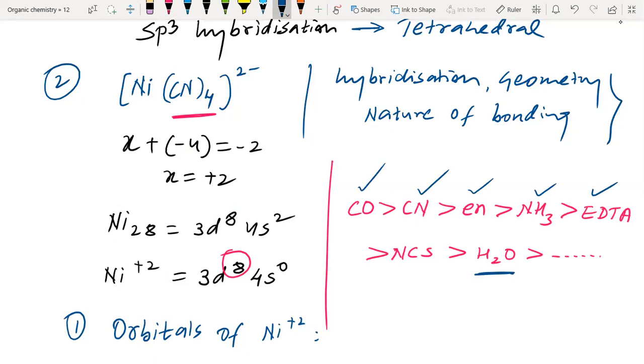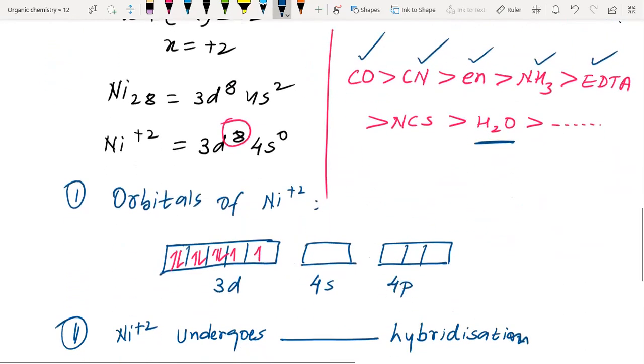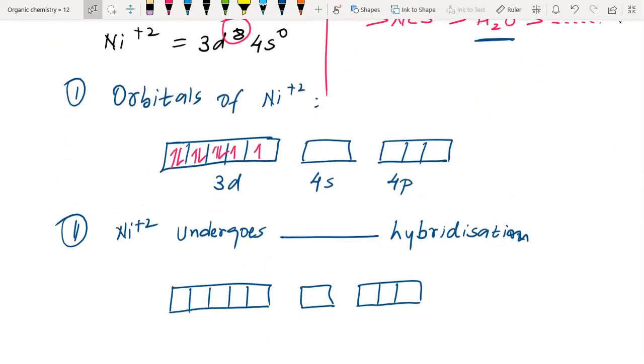Why do we need to know about strong field ligands? Because in this case, the electrons which are there in the d orbital get paired up. There is another concept for this, CFT, that we'll see later. Right now, just keep in mind that whenever there is a strong field ligand, these electrons get paired up. So because of that pairing, we'll get electrons filled like this. Okay, this is your 3d, here is 4s, this is 4p.